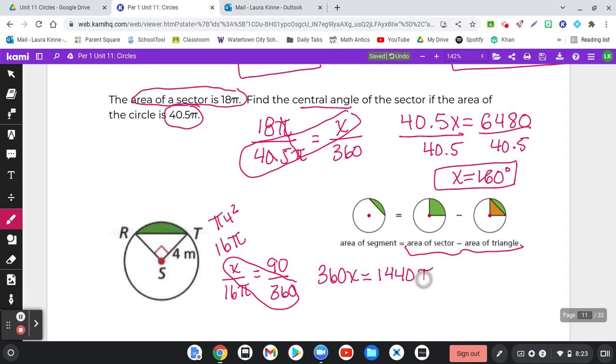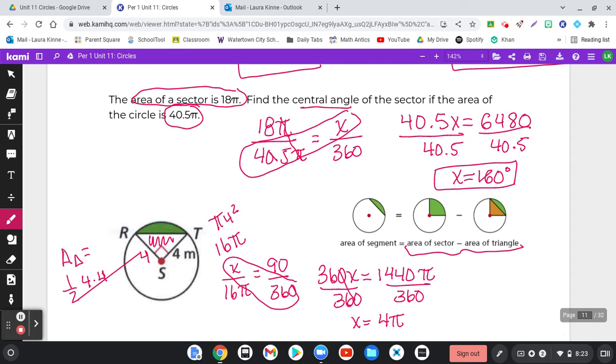So 1440 times pi. I'm going to divide by 360, and I'm going to leave it in terms of pi, so I'll just bring the pi along and divide the numbers, so we get 4 pi. Which makes sense, because if the whole thing is 16 pi, and this is 90, that's a quarter of it. 16 pi divided by 4 would be 4 pi. All right, now I have to figure out the area of this triangle. The area of a triangle is 1/2 base times height. 1/2, 4 times 4.